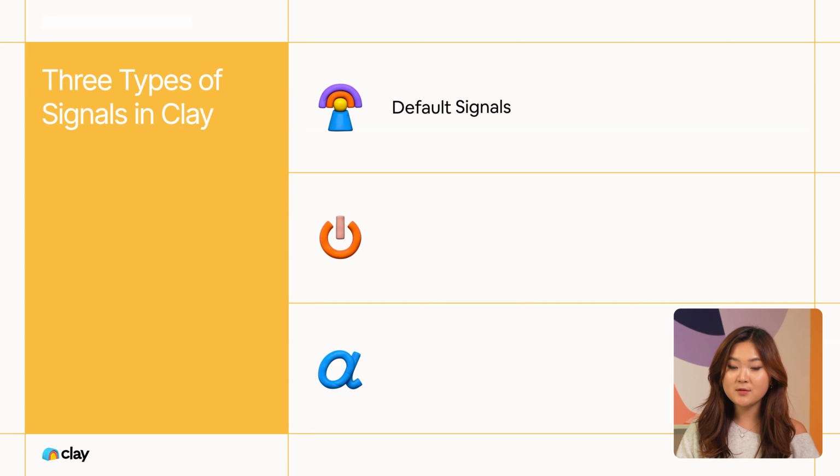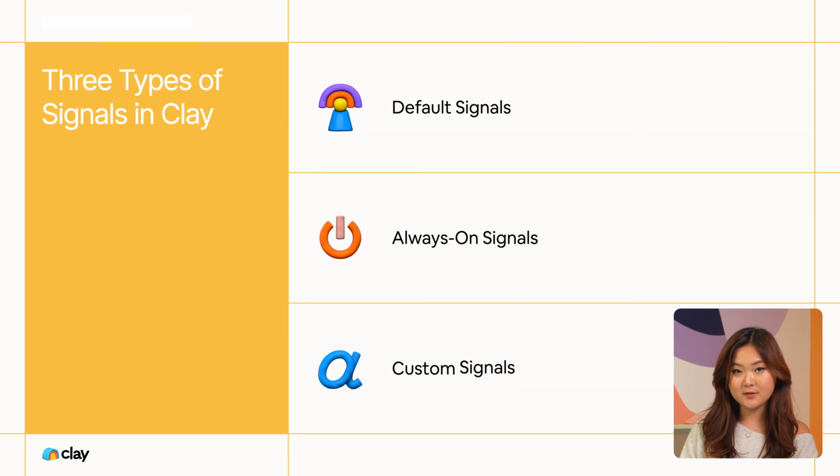It's Sarah. In our previous lesson, we introduced you to the world of signals in Clay and why they're such a game changer for modern go-to-market teams. Today, we're diving deeper into the 3 types of signals available in Clay: default signals, always-on signals, and custom signals.